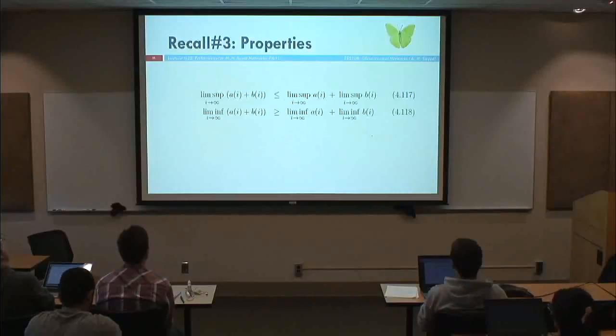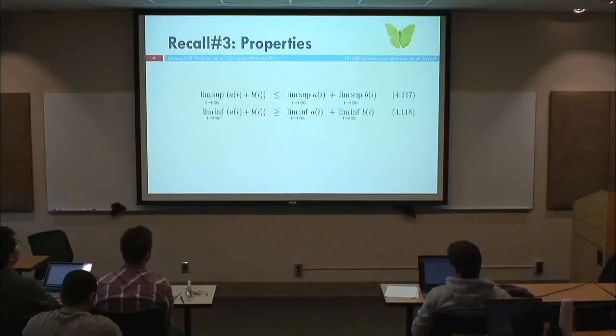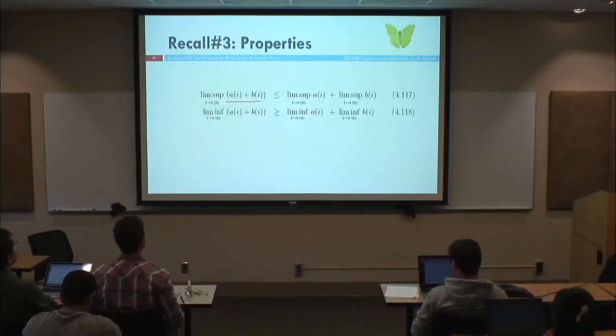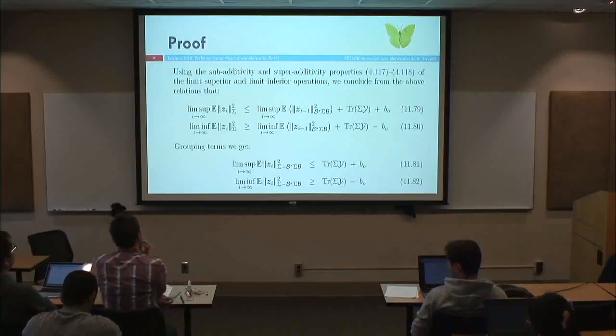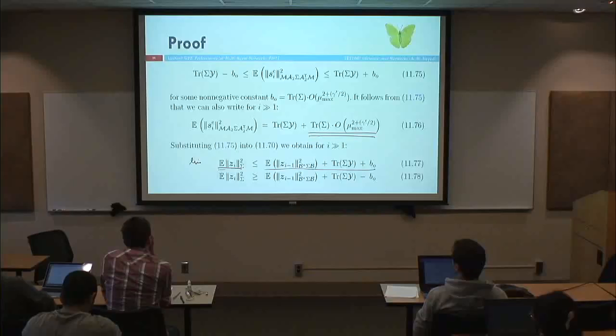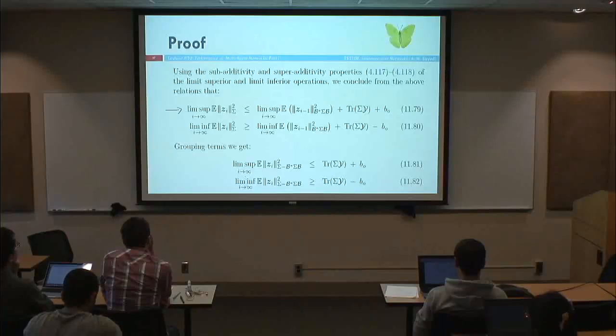Continuing, remember this property. If I take now the lim sup of this side, here I have the sum of two quantities. The lim sup of the sum has this property: it's upper bounded by the sum of the lim sups, right? So if you do that, you will get that the lim sup of this is upper bounded by the lim sup of this plus that. And similarly for the lim inf. You're going to see soon where I'm getting with this argument.